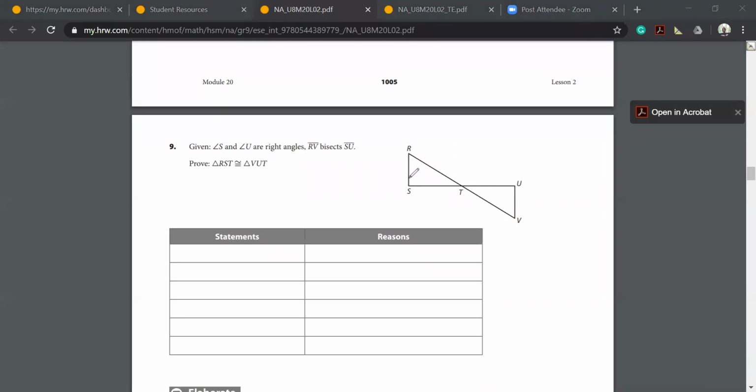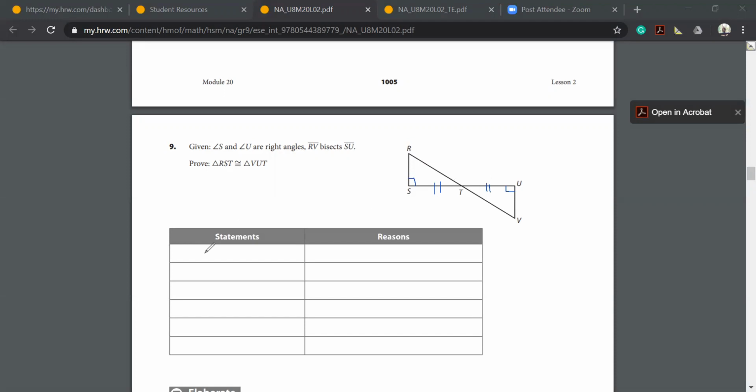So the given: angle S is 90 and angle U is 90, and they are equal. RV bisects SU, and we said bisect means divide it into two equal parts. So he means that this side is equal to this side. And what else? So I have an angle, side, side. I still have one angle, and this angle should be the angle in here because we said we move in order: angle, side, angle, the included side, and then the angle on the other side. Are these two angles equal? Of course they are, because they are vertically opposite angles. They form a big X in here.